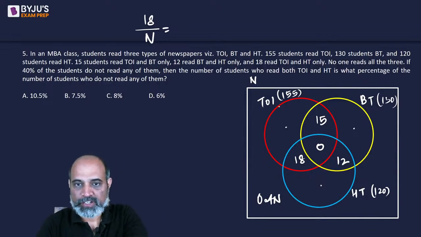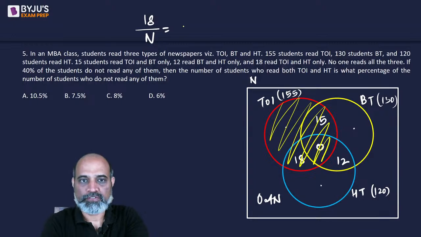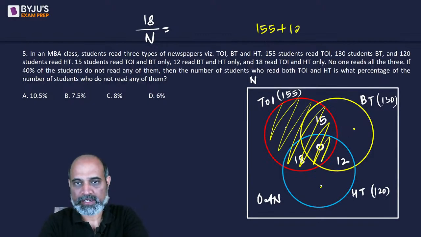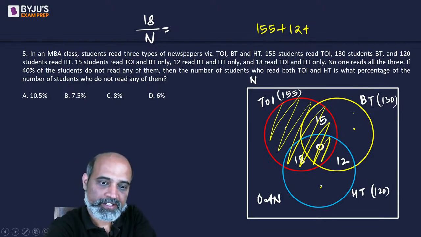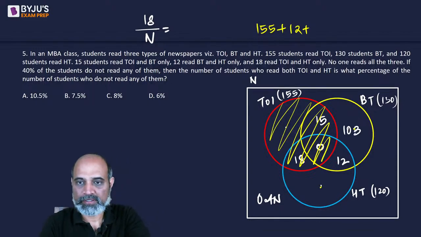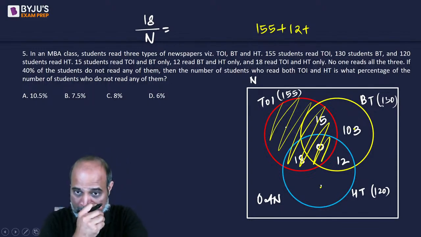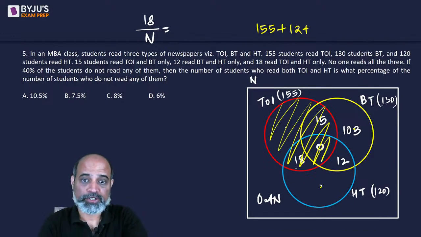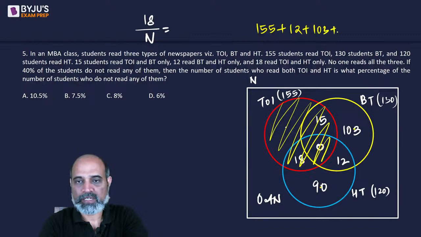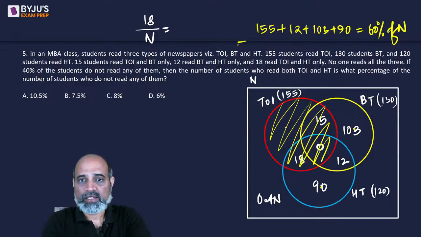The biggest number is 155, right? So this is 155, plus we need these 2 regions now. One 12 will also come. Now BT is 130 out of which 27 is already here. So we will have the remaining 103 here. 103 plus 27 is 130. Similarly, if you look at HT, we need 120 overall out of which 30 exists. So this is going to be 90. So the sum of the other 3 regions is 12 plus 103 plus 90, and this is going to be 60% of n, right?